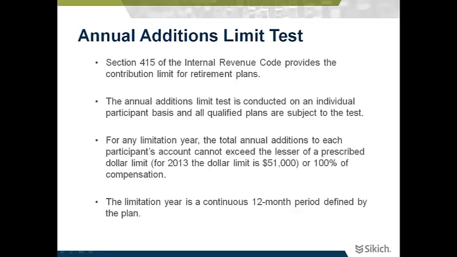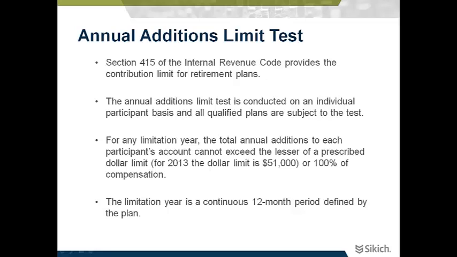Section 415 of the Internal Revenue Code provides the contribution limit for retirement plans. The Annual Additions Limit Test is conducted on an individual participant basis, and all qualified plans are subject to the test. For any limitation year, the total annual additions to each participant's account cannot exceed the lesser of a prescribed dollar amount or 100% of compensation.